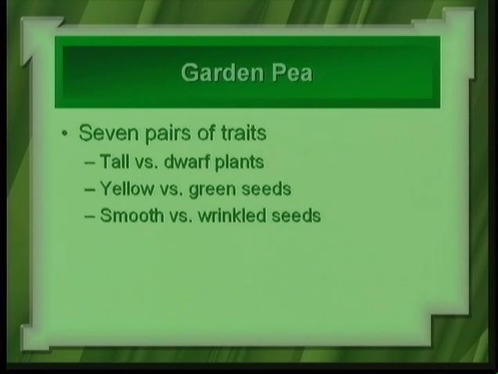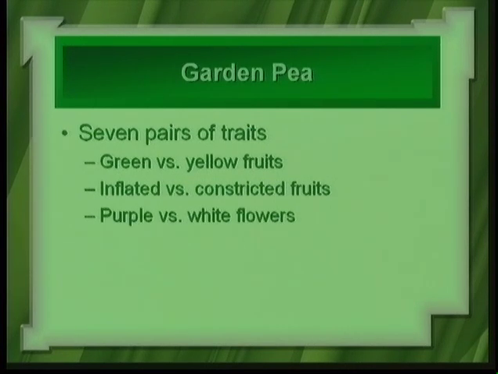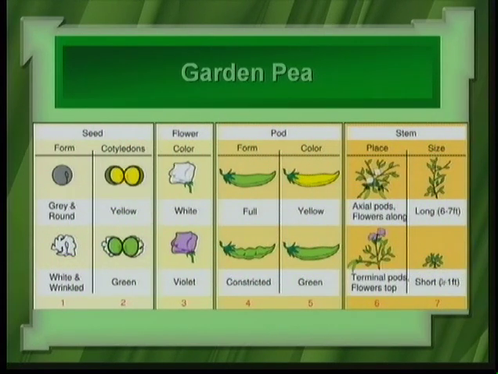So we also had smooth versus wrinkled seeds in terms of what the seed looked like, this wrinkling or smoothness of the texture of it. Other traits included green fruits versus yellow fruits, green being what we're going to find later on is dominant to yellow. We had inflated or swollen fruits versus kind of shriveled looking constricted fruits. And you had purple flowers versus white flowers. And then lastly, you had lateral inflorescences. You remember what inflorescences are? They're inflorescences that come off the side versus terminal inflorescences. And the terminal ones actually come from the top of the stem. Okay, and here they are.